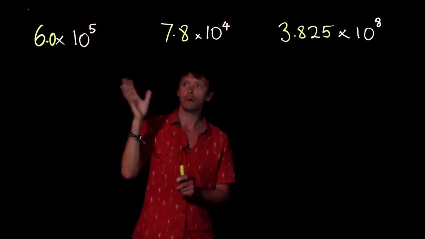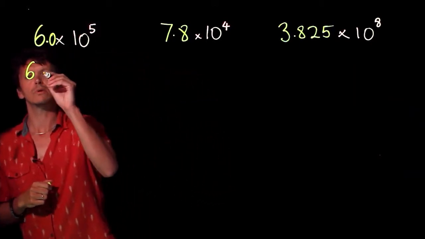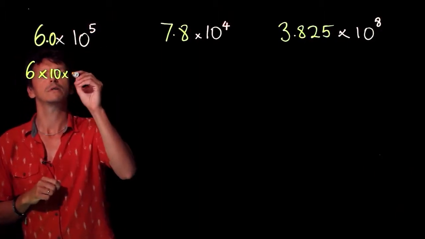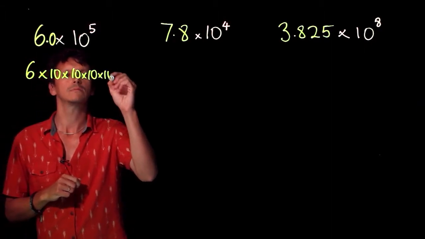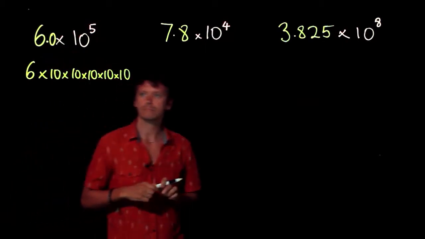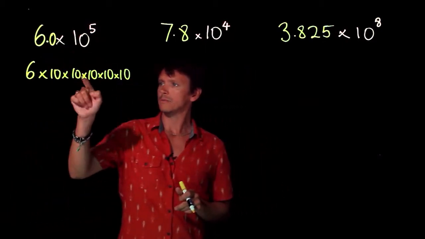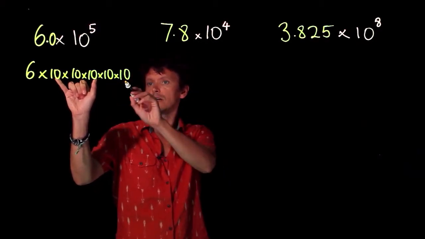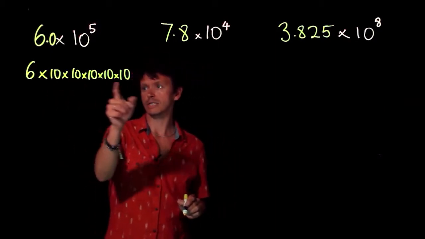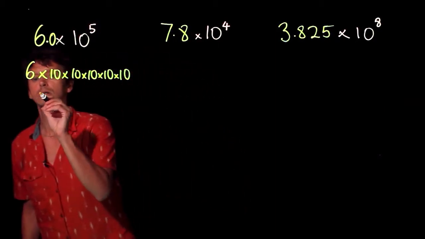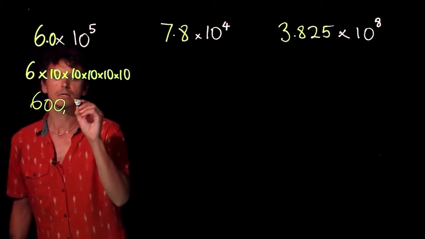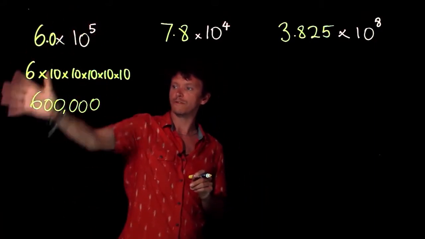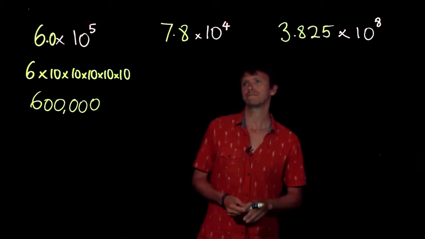Well, it means 6 multiplied, and I'm just going to write this one out longhand, 6 multiplied by 10 5 times. That's by 10, by 10, by 10, by 10, by 10. That's all that number means. Well, 10 times by 10 times by 10 is 1,000, times by 10 is 10,000, times by our final 10 is 100,000. So what we're actually writing there is 6 times by 100,000, which we know is 600,000. So we've easily converted now from our standard form into a decimal notation.